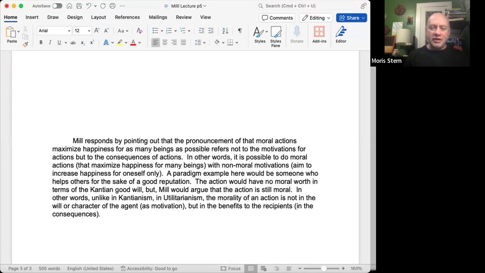In other words, unlike in Kantianism, the morality of an action is not in the will or character of the agent as motivation, but in the benefits to recipients, in the consequences. Right? If we looked at motivations, then it would turn out that there really aren't that many, if any, moral people in the world. But if we look at the consequences, then there are quite a few moral actions in the world. Actions that maximize happiness over suffering for many beings.